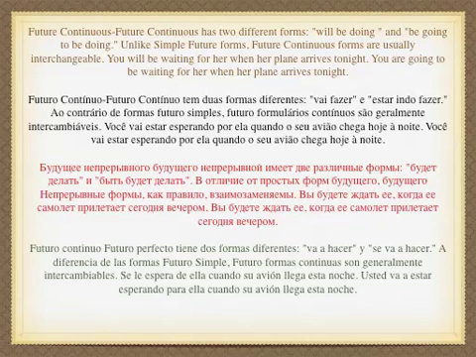Future continuous. Future continuous has 2 different forms, will be doing and be going to be doing. Unlike simple future forms, future continuous forms are usually interchangeable. You will be waiting for her when her plane arrives tonight. You are going to be waiting for her when her plane arrives tonight.